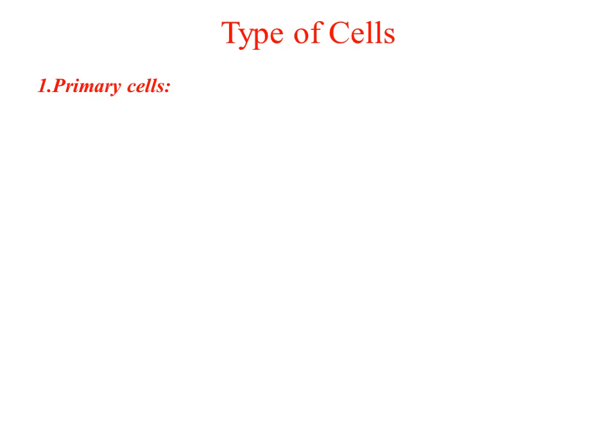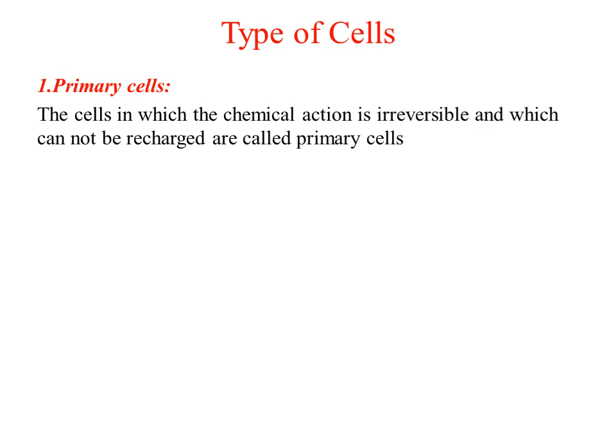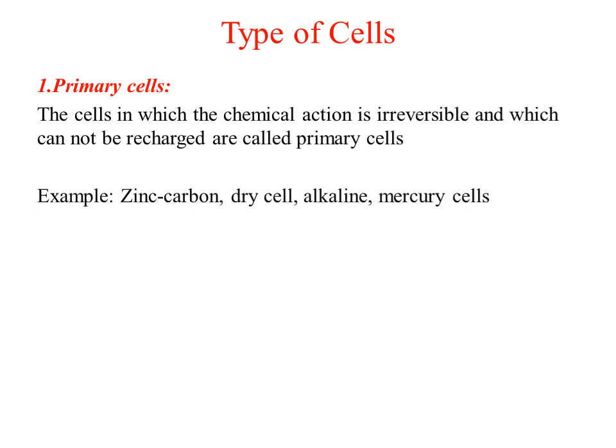Primary cells. The cells in which chemical action is irreversible and which cannot be recharged are called primary cells. That means in this type of cell, the chemical reaction cannot be reversed, and once it is discharged, we need to replace the primary cell completely. Examples of primary cells are zinc carbon, dry cell, alkaline, and mercury cells.